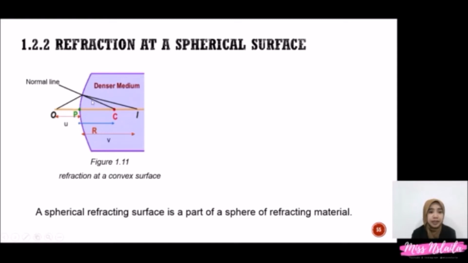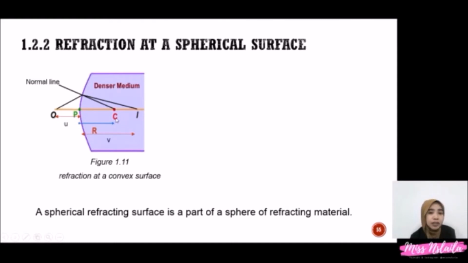It can be seen that the object is situated in front of this convex surface. So I label the distance of this object from the spherical surface as u. And then, since this is a spherical surface, there will be a center of curvature. So how do we know where the center of curvature is? Look at the shape of the sphere. This is the spherical surface. If we make it into a sphere, the center will be on this side. So label C right here.